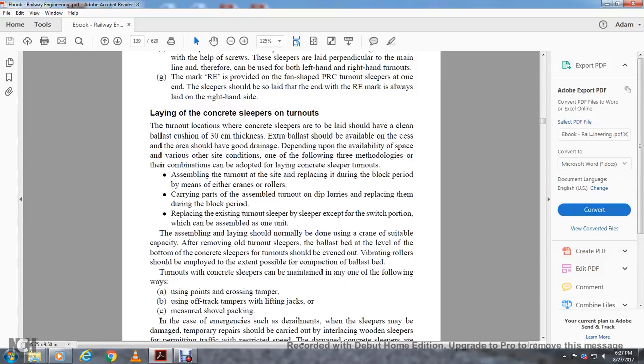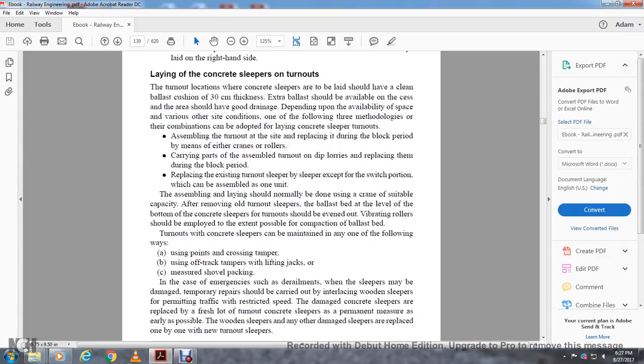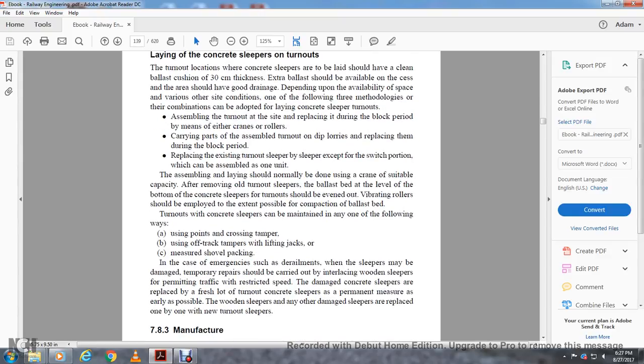The ballast bed at the level of the bottom of the concrete sleeper should be evened out. Vibration rollers should be employed, to the extent possible, for compaction of the ballast bed. The turnout concrete sleepers can be maintained in any of the following ways: using points of the cross tamper, using the off-track tamper, lifting jacks, or measured shovel packing.